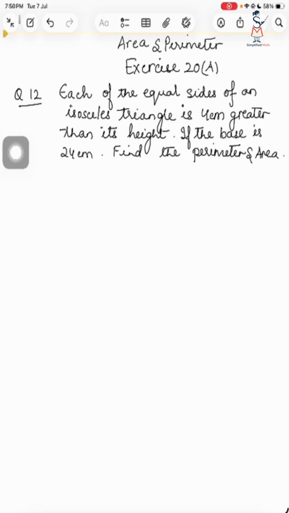Now we know that it is an isosceles triangle. So let's draw one triangle. These two sides are equal sides and this becomes the base. The base is 24 centimeter, given. And this is the height of the isosceles triangle. The height and the equal sides are related: each of the equal sides is 4 centimeter greater than the height.